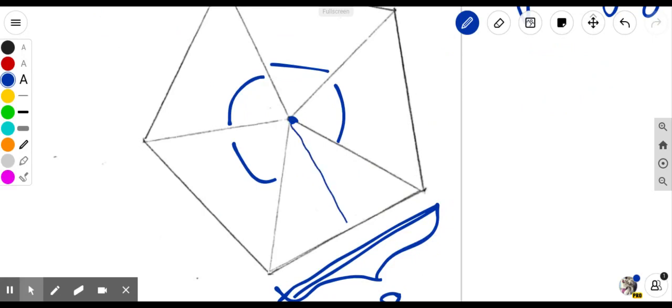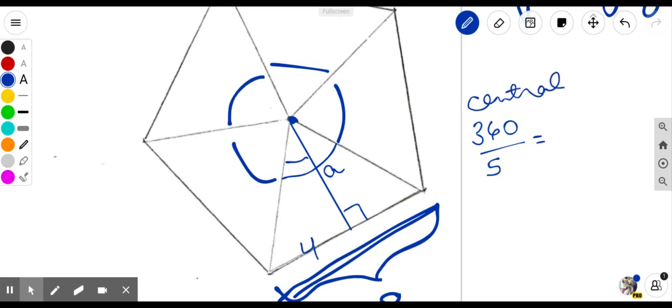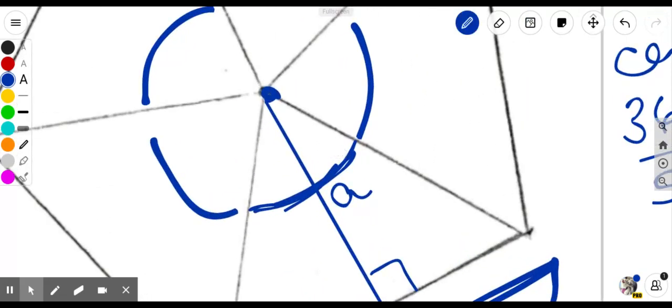Okay, so here's the apothem. I'm going to label it A. This is 4. We have to find this angle. To do that, we have to find the whole thing. So we're going to do 360 divided by 5. That's for the central angle. 360 divided by 5 is 72. So that means that this whole thing is 72. Half of 72 is 36. Let me zoom in a little more. So this side's 36, and this side's 36.